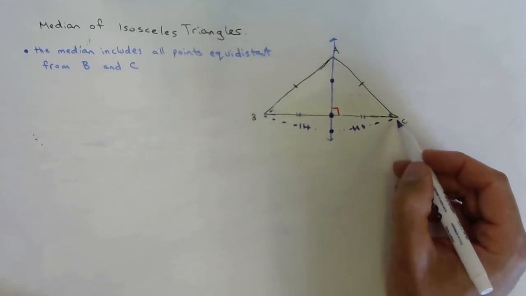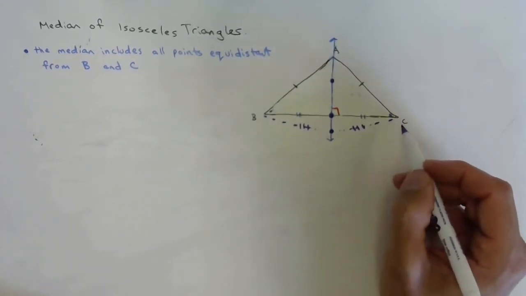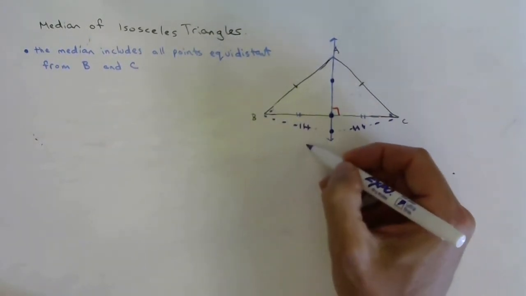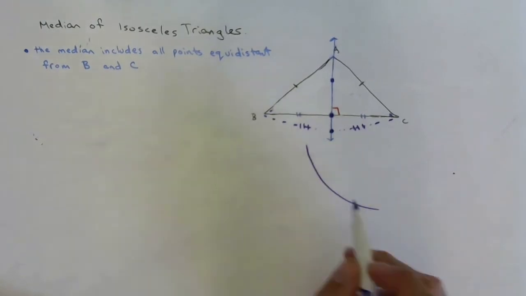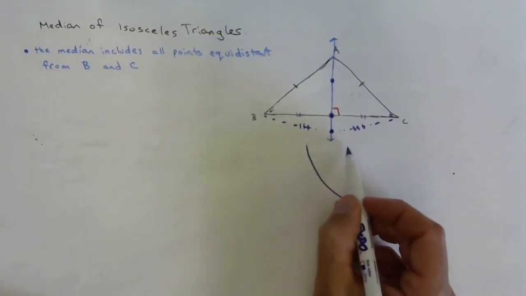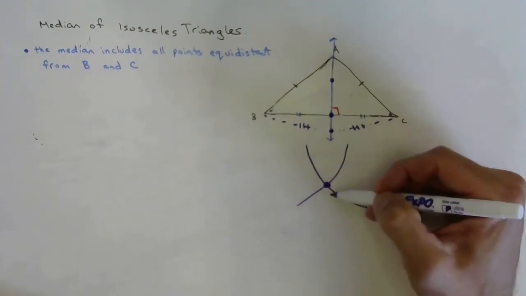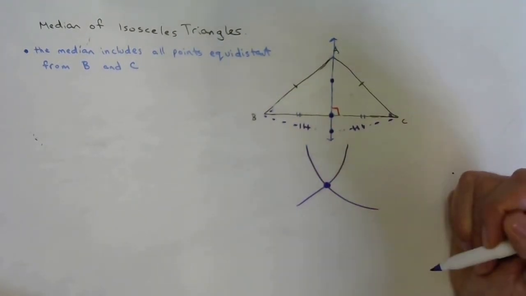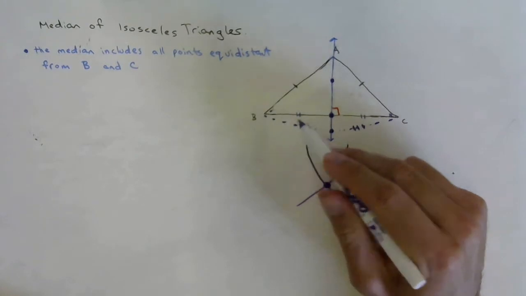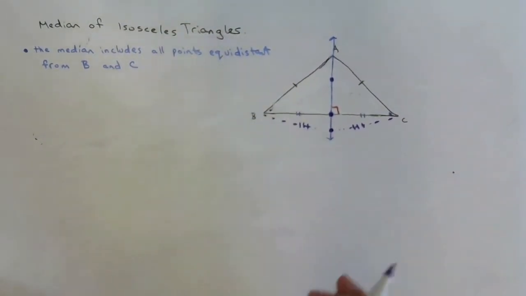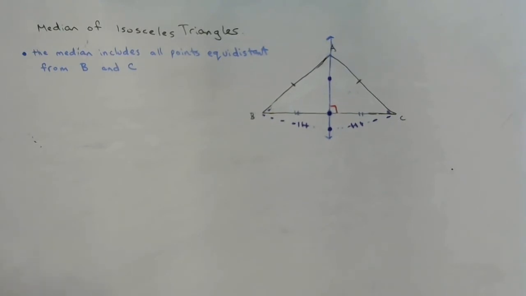So if I took a ruler and I went from C and I measured, let's say I had my compass, my spinny thing, and I drew an arc, a 10 centimeter arc like that, and then I went from B and I drew a 10 centimeter arc like that, where they cross will be on this line. Okay? It's equidistant from both sides, so it's on that median. That's a property of the medians of an isosceles triangle. That is not true in any other kind of triangle.